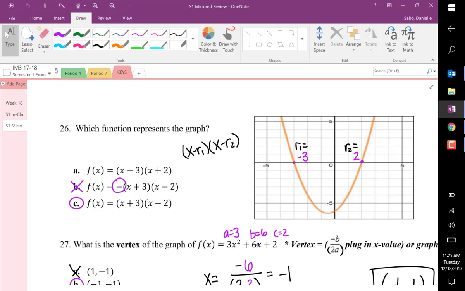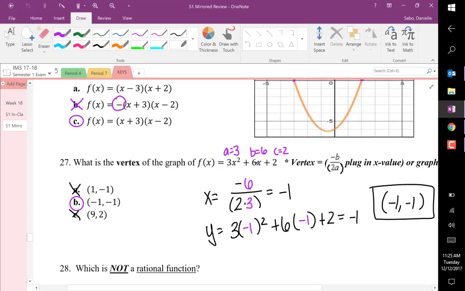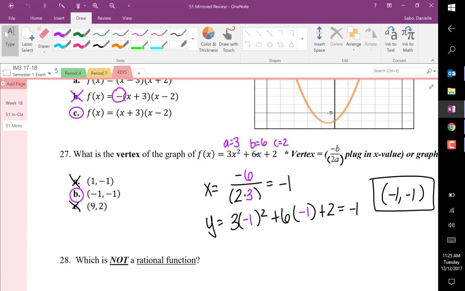Okay, 27. There are so many ways you can do this. I just plugged it into my calculator, or you can do it in your head. Once you get to the x value, you'll notice you really don't have to go any further. That was the only option with the x value being -1. Or you go in your graphing calculator, plug it in, and you find the vertex.